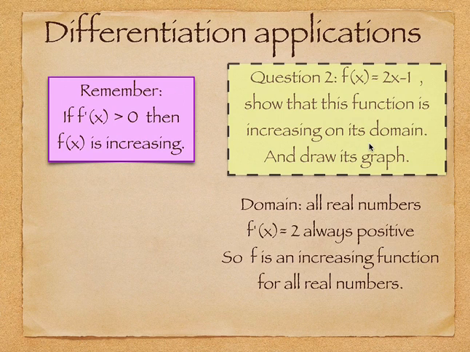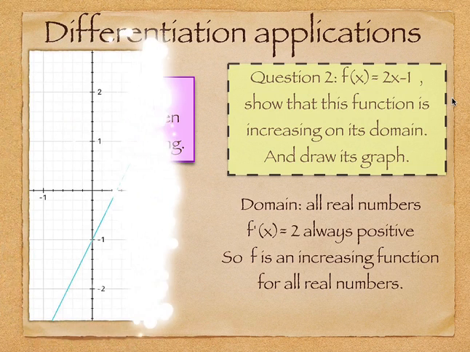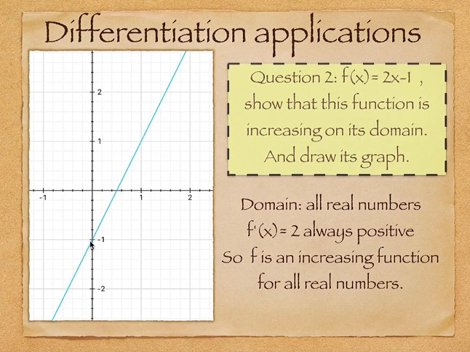Now, the graph of this function is a straight line with slope 2 and y-intercept minus 1. And that's your graph. The y-intercept is minus 1. As you can see, the slope is 2: 1 on the x, 2 up on the y.